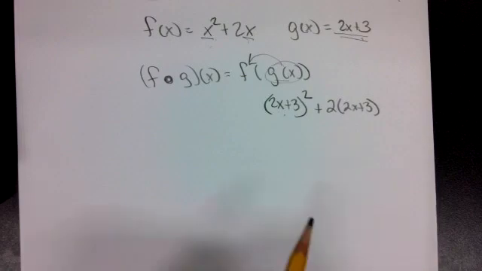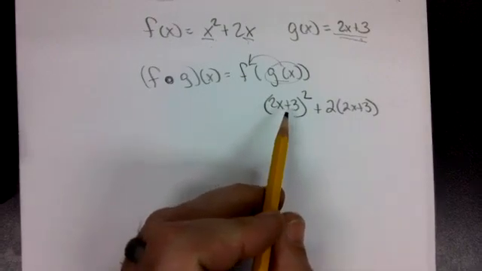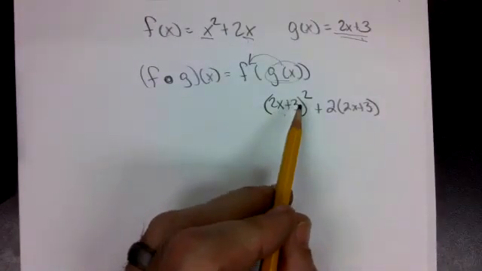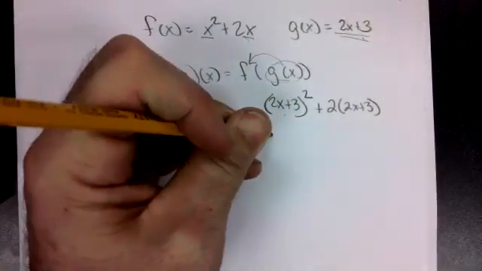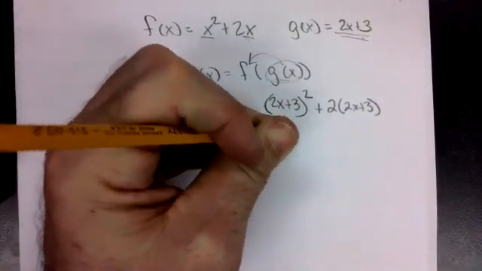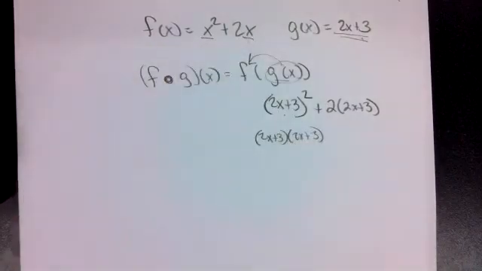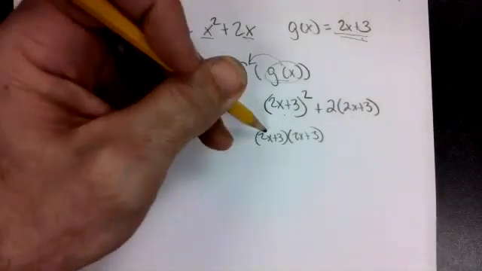And unfortunately, this is where, again, algebra kicks in. We got to simplify this. We got to see if we can find some like terms to put together. So this 2x plus 3 squared means to take it times itself, which means we got to distribute.